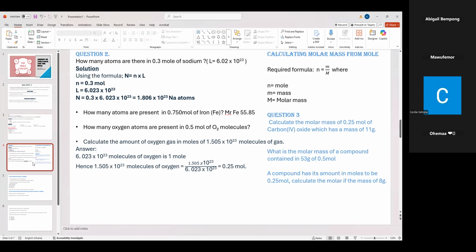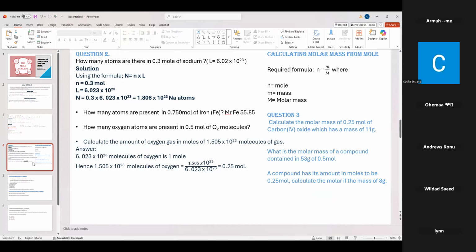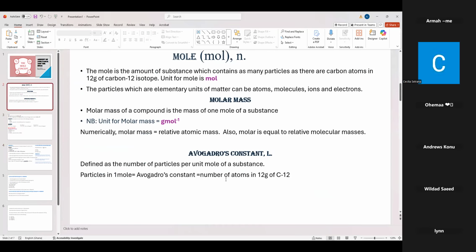So like I mentioned, we are going to calculate the number of molecules, number of atoms, number of gases using the Avogadro's constant. Like I told you, the Avogadro's constant is defined as the number of particles per unit mole of a substance. And what is this number of particles? It is 6.02 times 10 to the power 23. The Avogadro's constant, like I mentioned initially, has no unit.